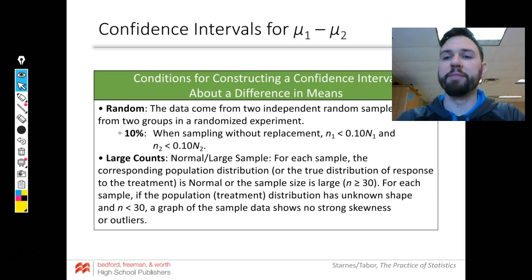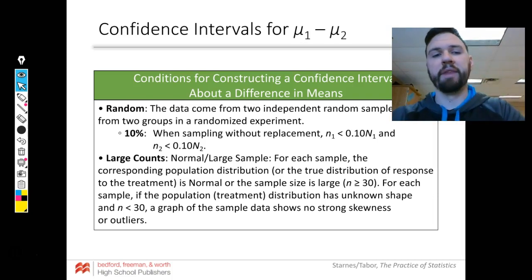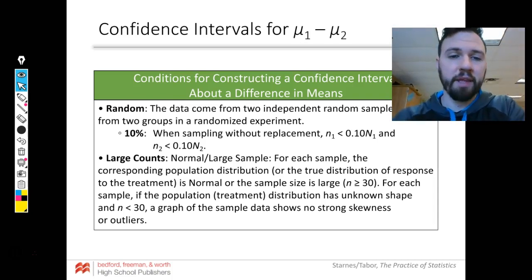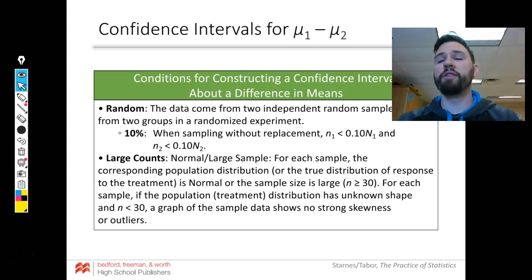They have to be random samples, so that way we know we have good data. 10% has to pass, so that way we don't need replacement, and we can take standard deviation. Large counts has to pass, or it has to be from a normal sample, or the data has to look normal and have no skewness or outliers. Okay, watch chapter 9 to review yourself.